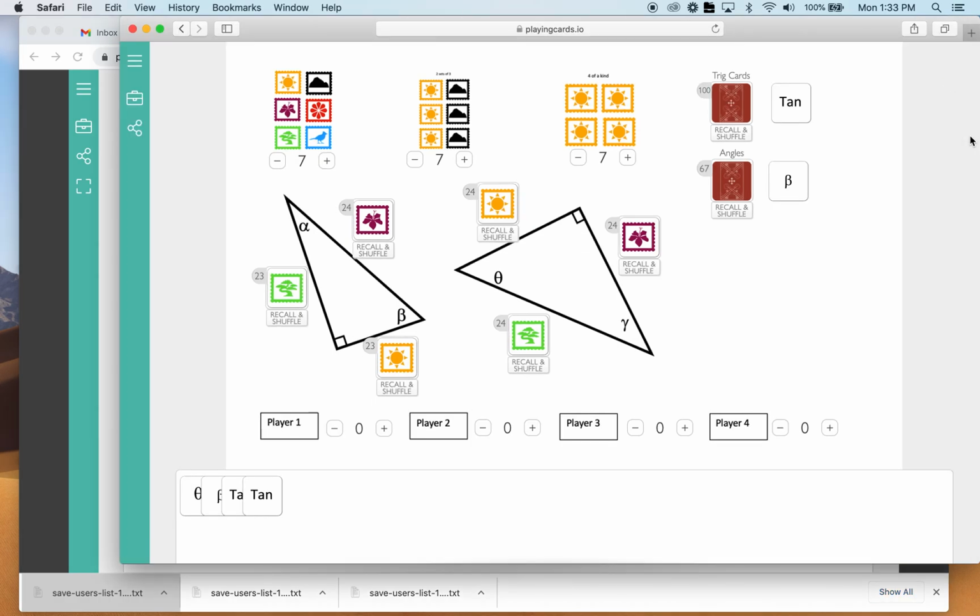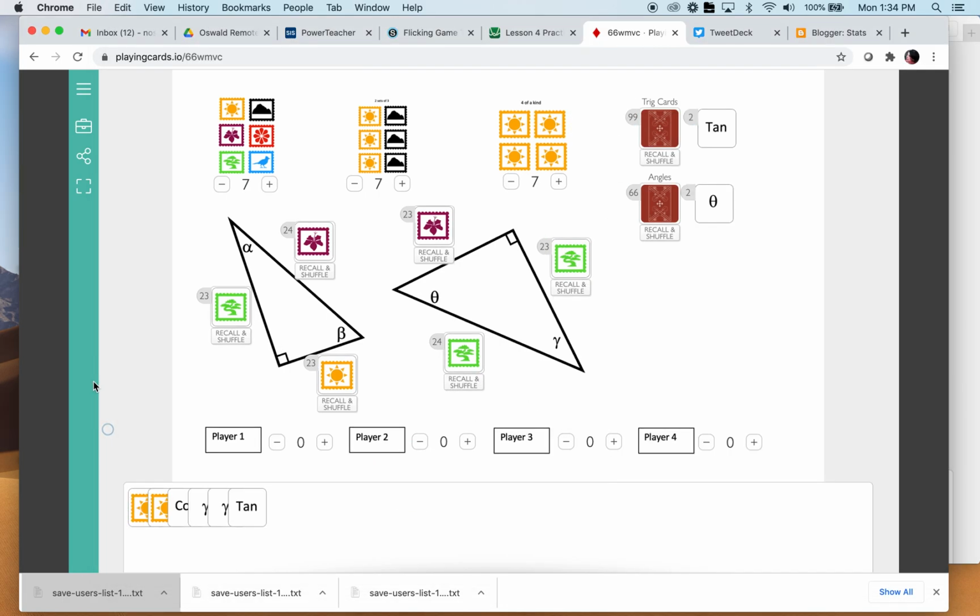So player 2 is just kind of like, I don't really care. Fine, I'll play this game. Tangent, theta. So theta is opposite over adjacent. So flip those over and he gets new cards. Back to player 1 who's actually trying to win and be awesome at this. And that's the thing, even though player 2, their heart isn't into it yet, they still get to move forward in the game, even if they're not trying their best.